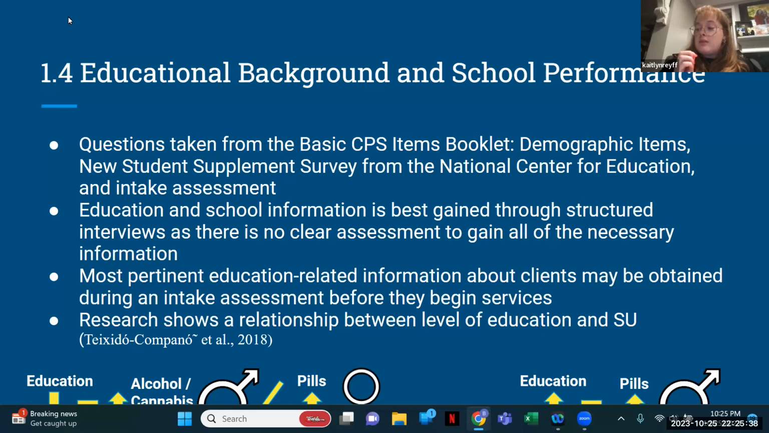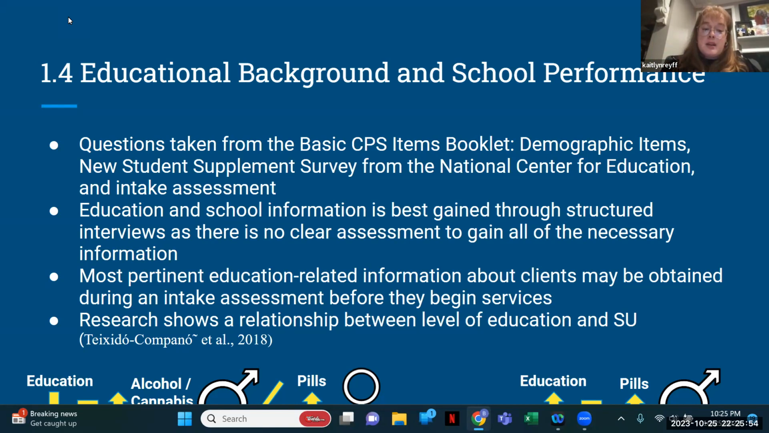So structured interviews can be valid and reliable, and they're the same for everybody. So they're consistent. Yep, they're the same for everybody.